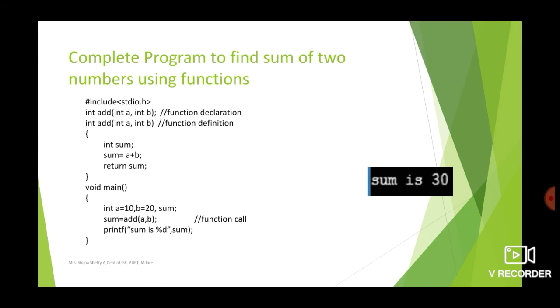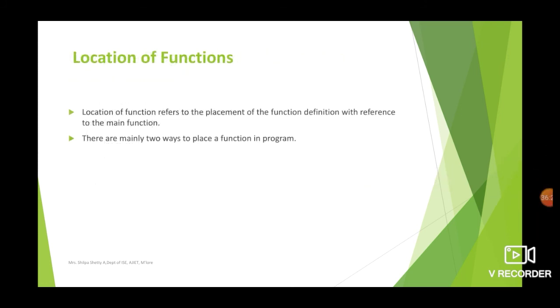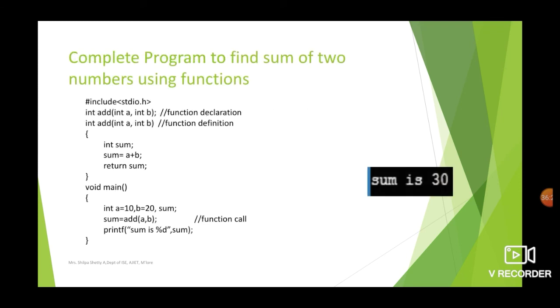Here is a complete program to find the sum of two numbers using a function, which we have already discussed. #include <stdio.h>, then int add(int a, int b); followed by a semicolon, that's the function declaration. Then we have the function definition: int add(int a, int b), int sum, sum = a + b, return sum. This is the body of the function, or the function definition.